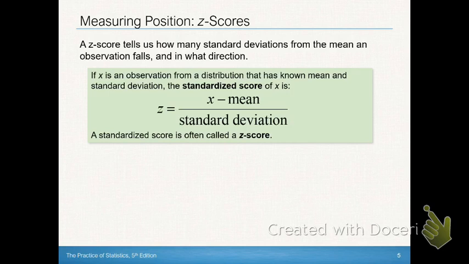And the z-score tells you how many standard deviations above or below the mean a specific score is. A positive z-score means it's above the mean, a negative z-score means it's below the mean.